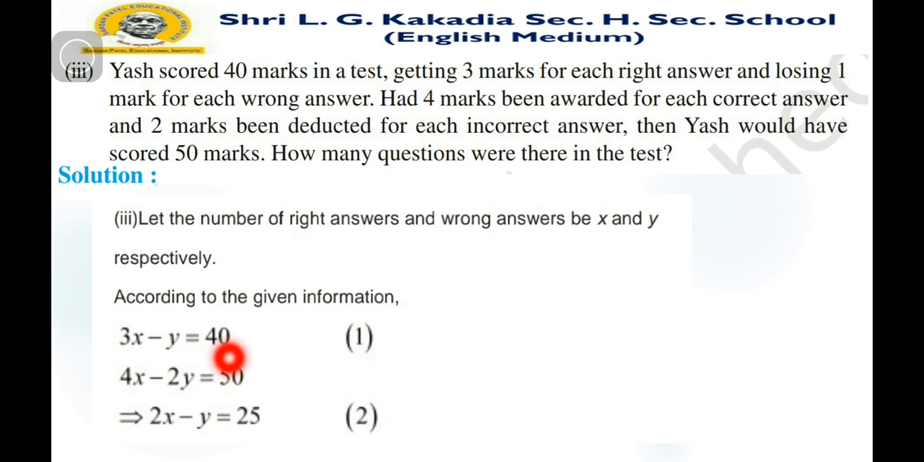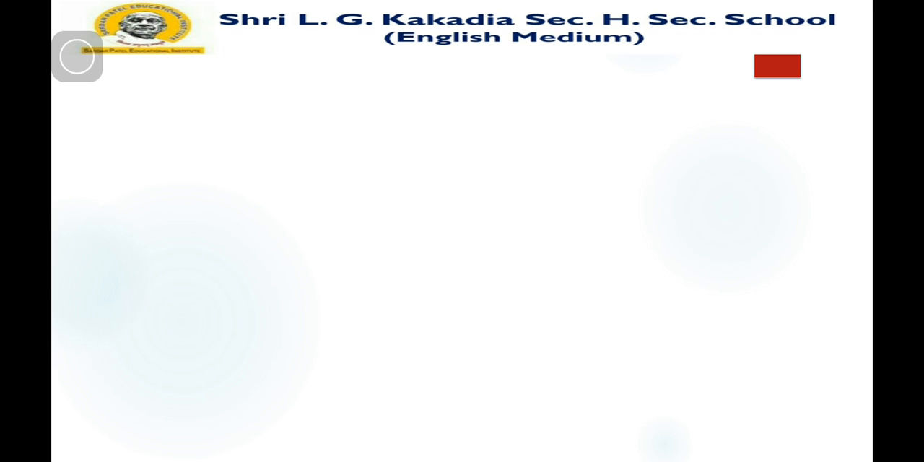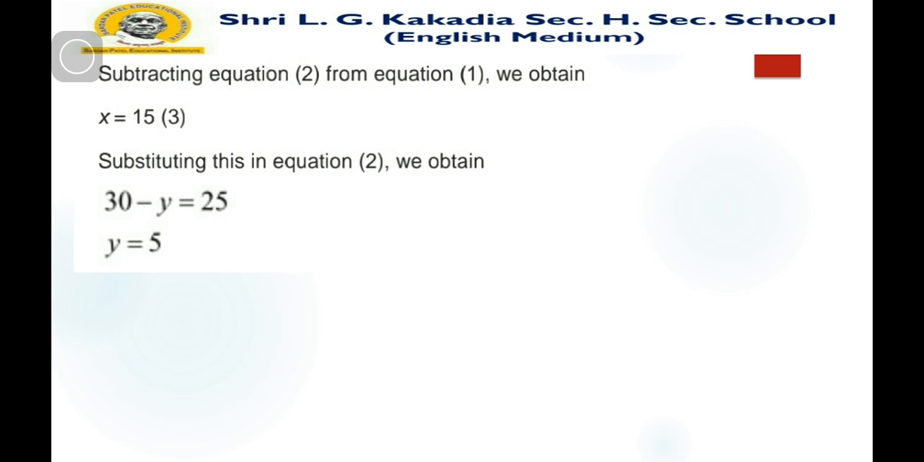So 2x minus y is equal to 25. From equation 2, we can cancel the common 2 from both sides. We get 2x minus y is equal to 25. So equation 1 and equation 2. Now let me solve. Subtracting equation 2 from equation 1, we obtain x is equal to 15. It is equation number 3.